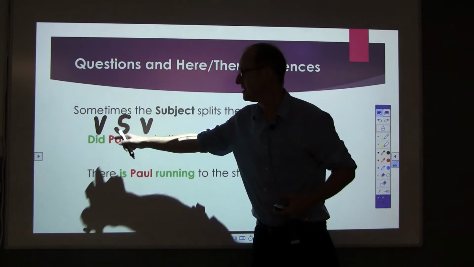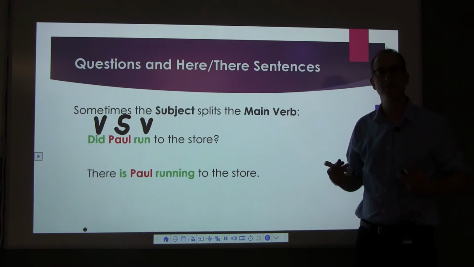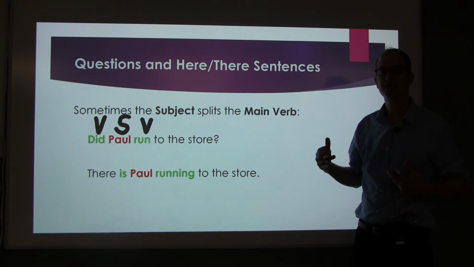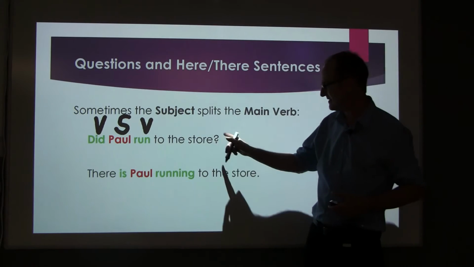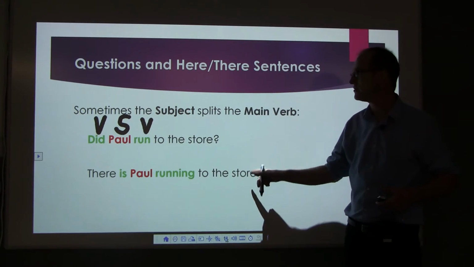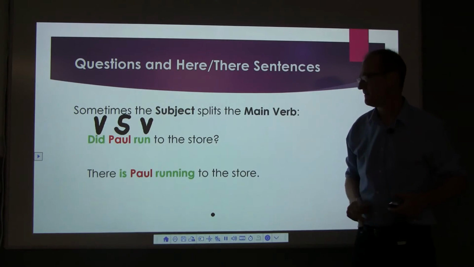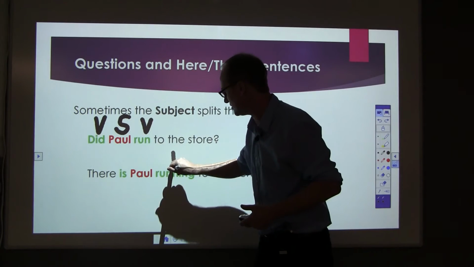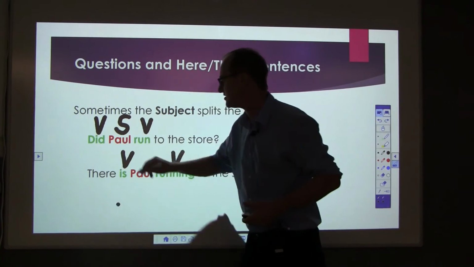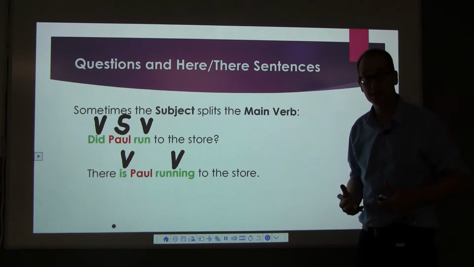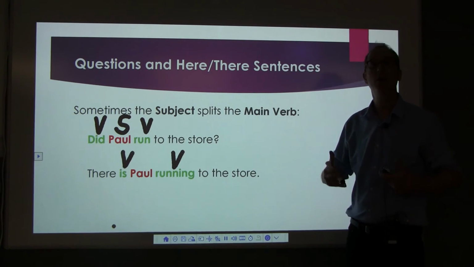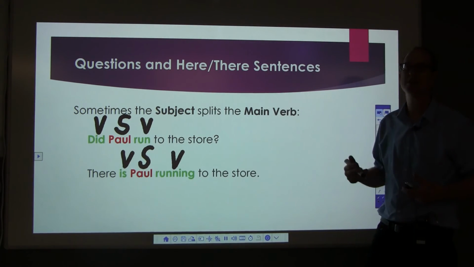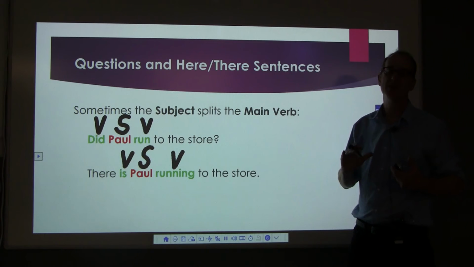Usually the subject precedes or comes before the main verb, but sometimes, very rarely, the main verb is split by the subject. And that occurs with questions, and it also occurs with sentences that begin with here or there. There is Paul running to the store. Here our verb, our action is running, but we have a helper, is. So our entire main verb is is running. And we ask who is running? Paul is running. That's our subject. And in this case, it splits the main verb. So usually the subject is in front of the main verb, but it's not always the case.